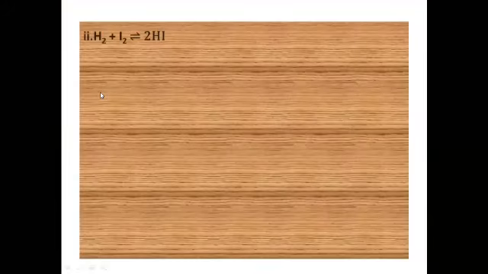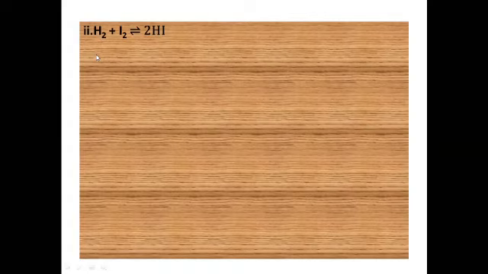The second part of this self-assessment exercise is: hydrogen gas reacts with iodine gas to form 2 moles of hydrogen iodide gas. Again, the double arrows mean that the reaction is reversible. For this reversible reaction, we have to write the forward reaction and the reverse reaction. The forward reaction is the same: hydrogen gas reacts with iodine gas and forms 2 moles of hydrogen iodide gas.